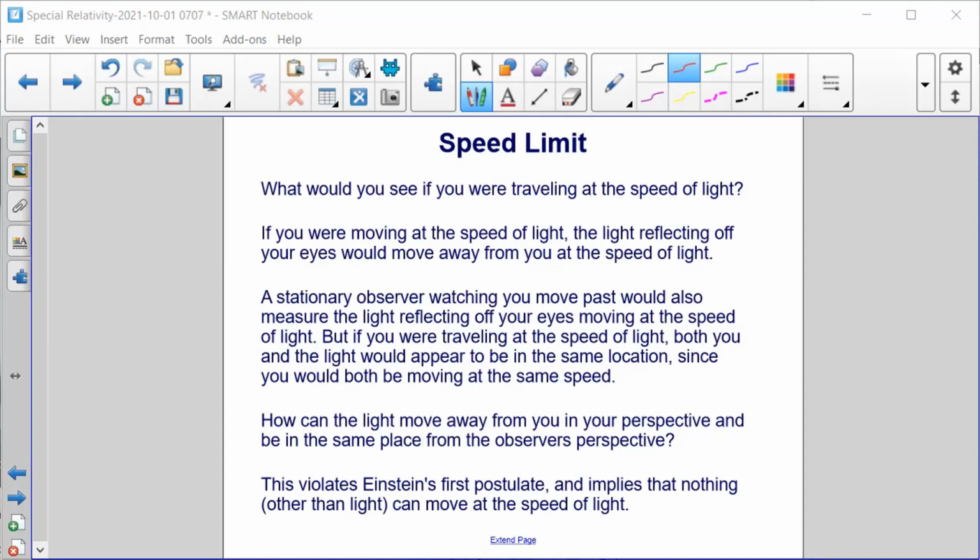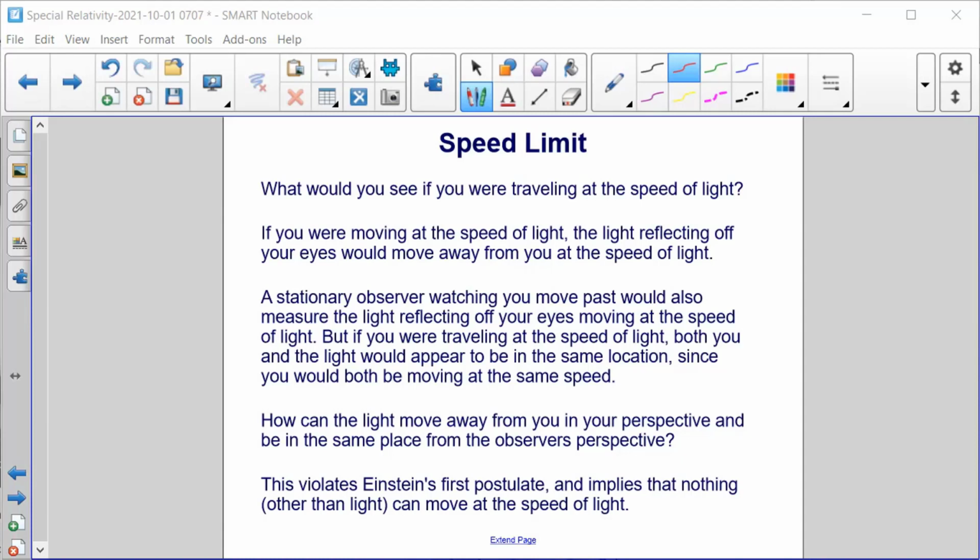Okay, so here's a thought experiment. What would you see if you were traveling at the speed of light? If you were moving at the speed of light, the light reflecting off your eyes would move away from you at the speed of light. A stationary observer watching you move past would also measure the light reflecting off your eyes moving at the speed of light. But if you were traveling at the speed of light, both you and the light would appear to be in the same location, since you would both be moving at the same speed.